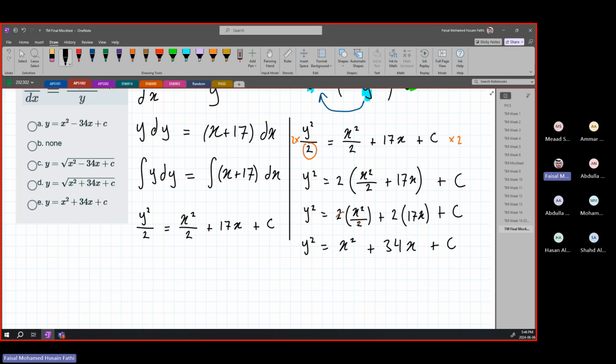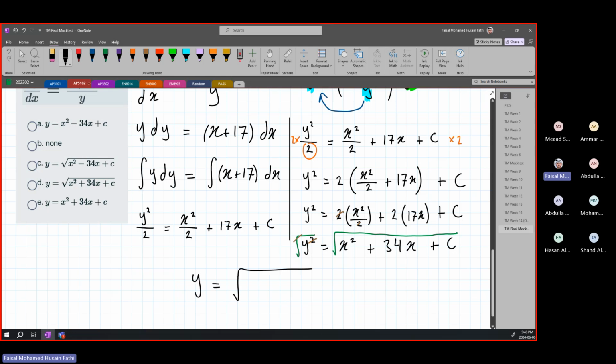Now we still have y squared here. So what do we need to do? We need to take the square root of both sides, to get rid of the square with the square root. So we'll have y is equal to the square root of x squared plus 34x plus c. Again, the plus c can be under the square root or also outside the square root. It doesn't matter, it's a constant value. So if your solution has it under the square root or outside, it's still correct as long as everything else here is together.